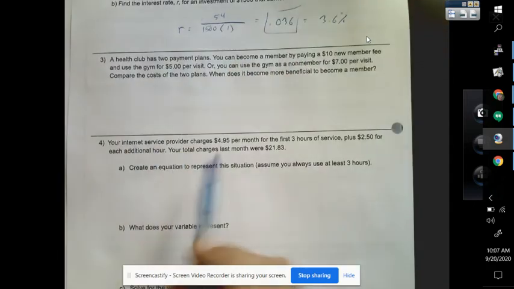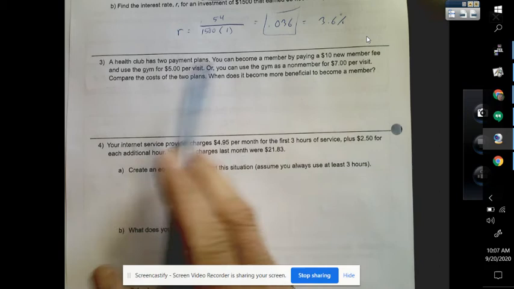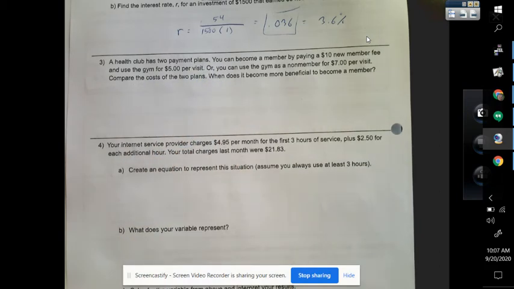A health club has two payment plans. You can become a member by paying a $10 new member fee and use the gym for $5 per visit. Or you can use the gym as a non-member for $7 per visit. Compare the cost of the two plans. When does it become more beneficial to become a member?